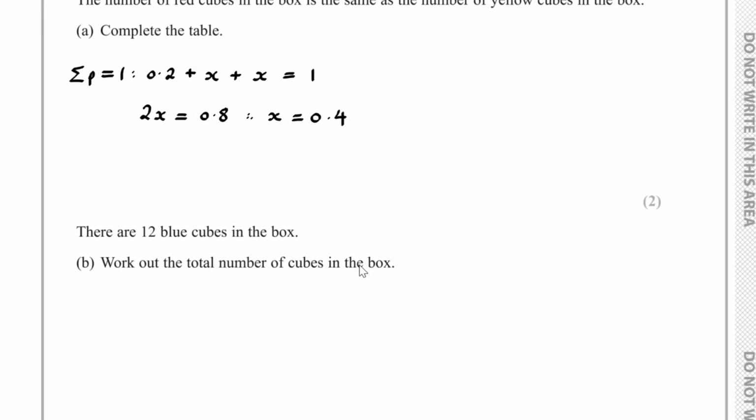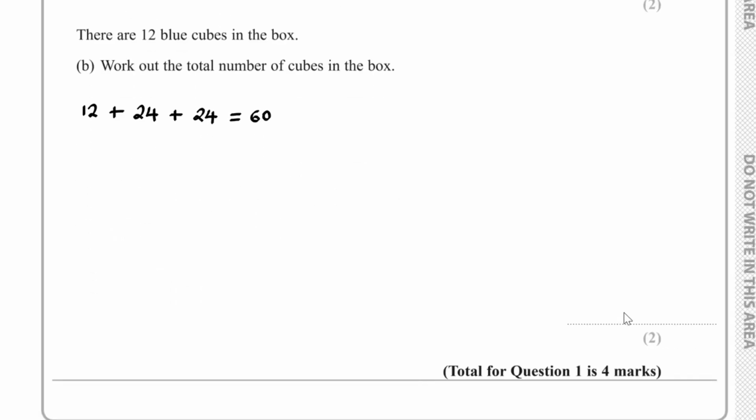And therefore, the total number of cubes in the box will be the 12 blue, plus the 24 red, plus the 24 yellow, which is 60. So we have 60 cubes in total.